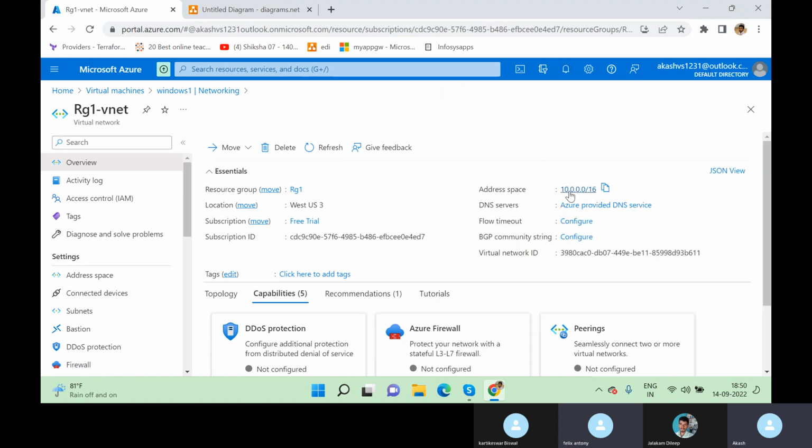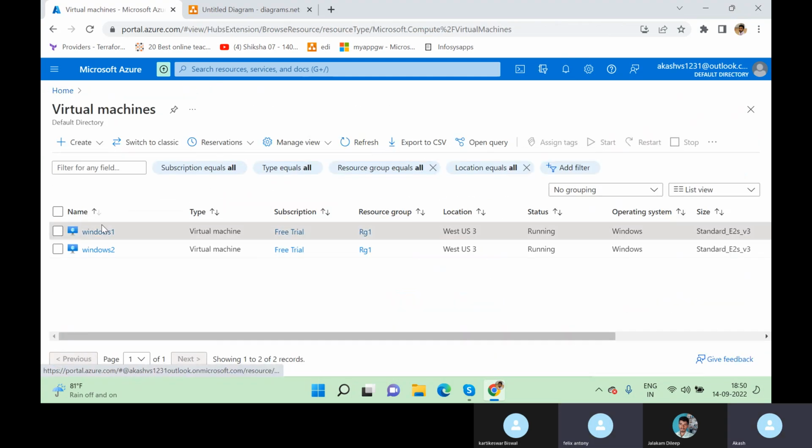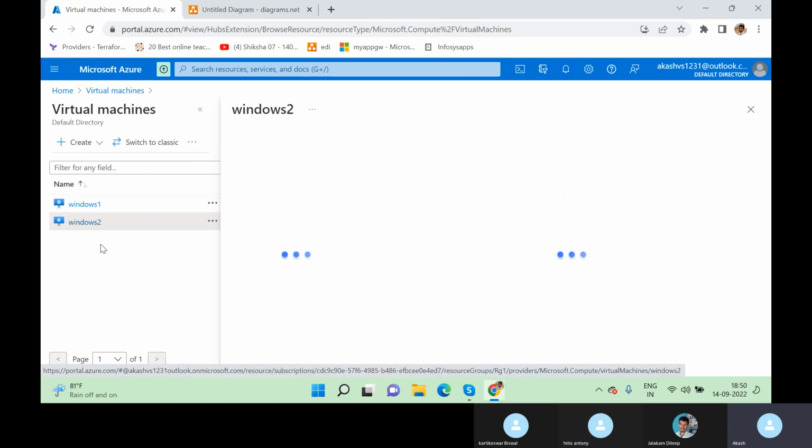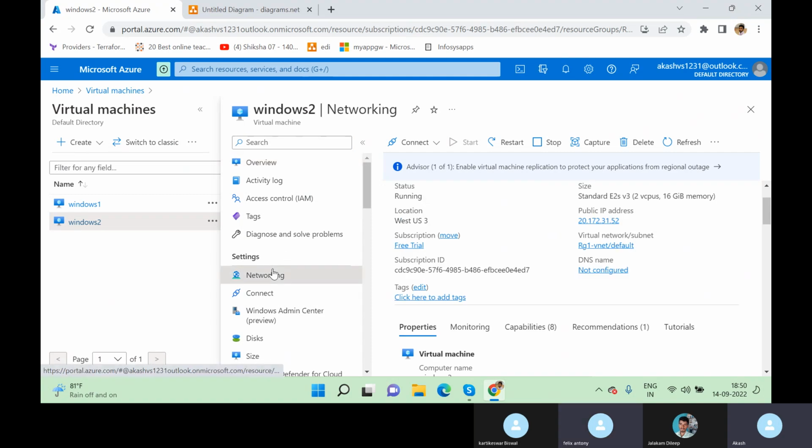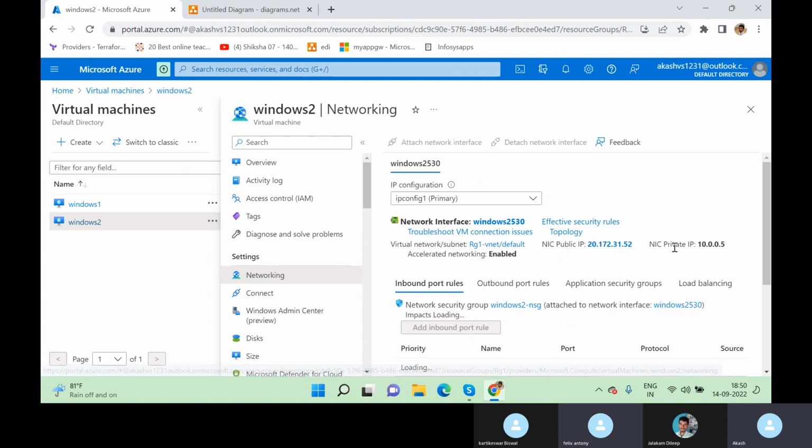You got it? The range we have given for the VNet, it will take. Every machine which you are creating will have a range. The private IP will come, even if you do not have a public IP, there will for sure be a private IP for your virtual machine.